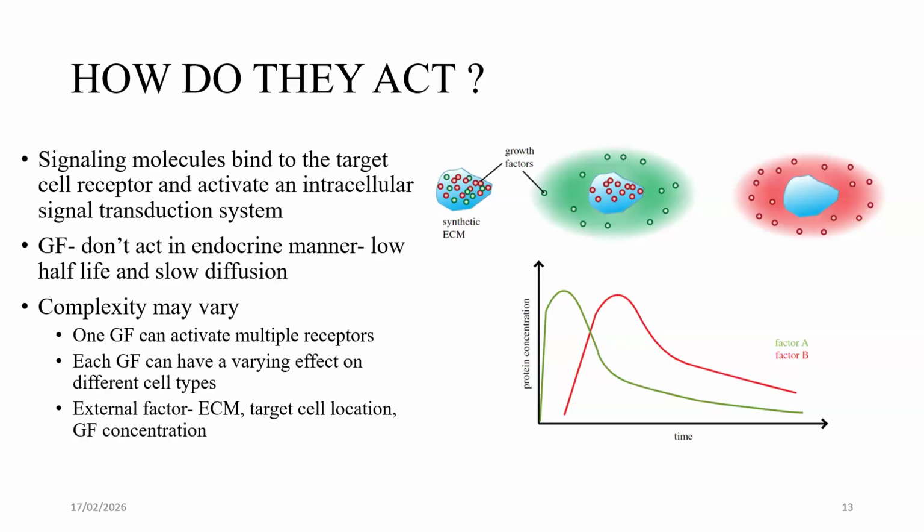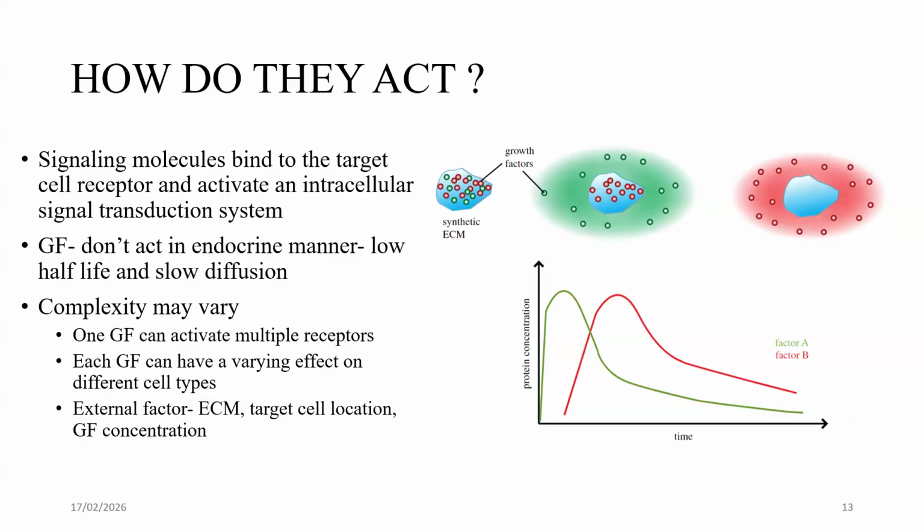Growth factors don't act in an endocrine manner. They have low half-life and slow diffusion. That is one of the biggest drawbacks. It's kind of a clinical limitation when we think about devising using growth factors. What happens is you put the growth factor in the scaffold, and by the time it reaches inside the body and it releases, it has probably lost its half-life. It's got a very low half-life. Once it releases, you want to have everything released in one go.